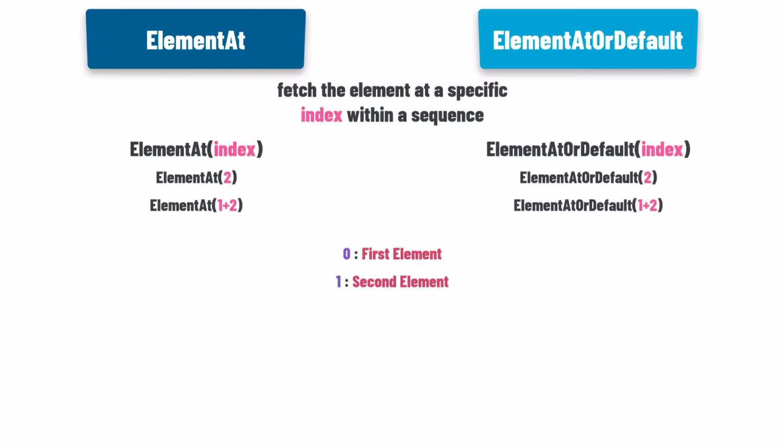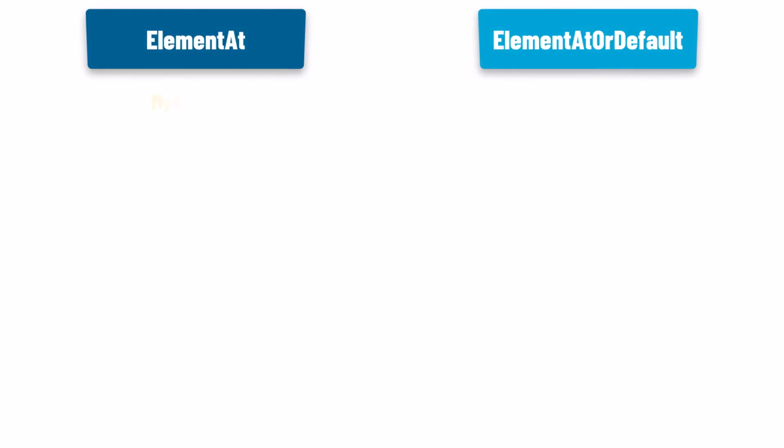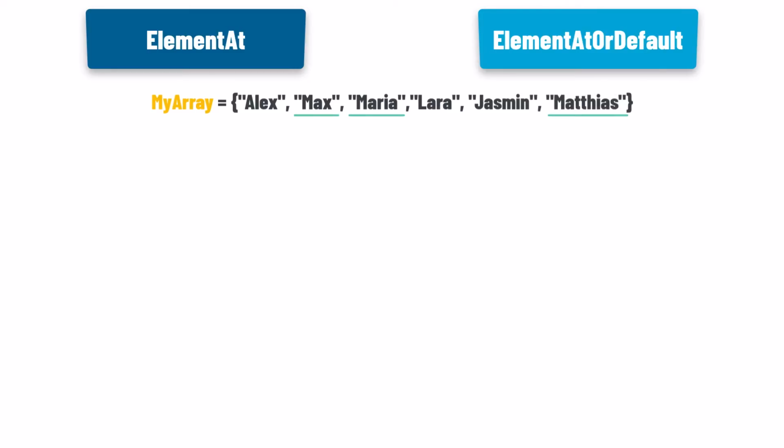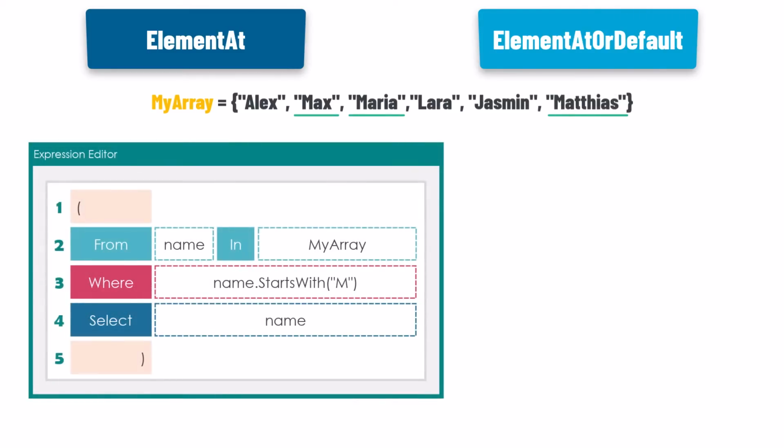Let's put this into perspective with a practical example. Let's say we have a string array filled with various names. Our goal is to filter out and retrieve names starting with the letter M. Using a straightforward query, we can achieve this and end up with a sequence of type IEnumerable<string>, consisting solely of names starting with M. In many cases, we might want to convert this output to an array, and the toArray method comes in handy. However, there are times when we might only be interested in one specific element, perhaps the first one. This is where the ElementAt method shines.